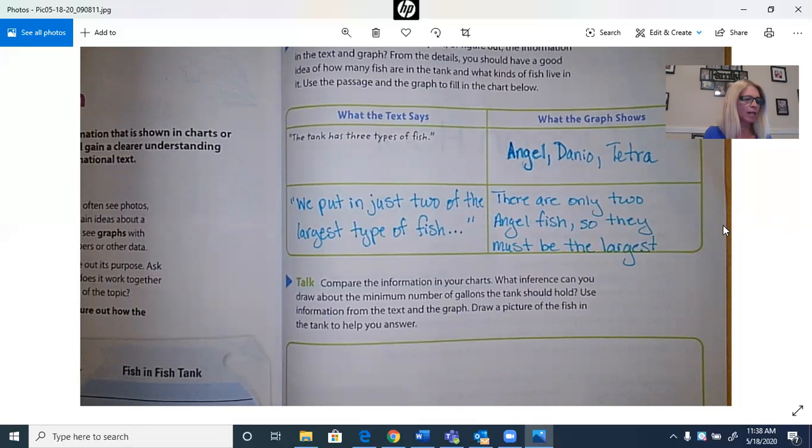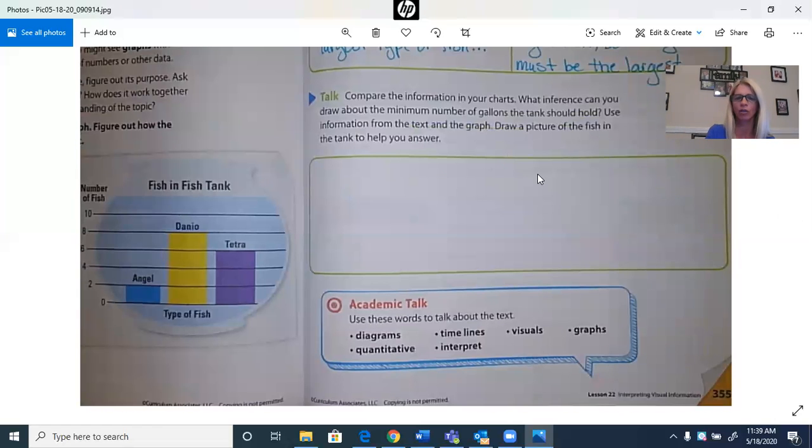So you can see they had 2 angelfish, 8 danio, and 6 tetra. Look at the bars on there, and each bar goes up by 2. So even if you wanted to count how many danio, you can do it by 2s. You can do 2, 4, 6, 8. You see the little bars, and each bar is worth 2 points or 2 fish. So if you count the danio and the tetra together, you would know how many smaller fish there are. And we already know the larger fish are the angelfish.